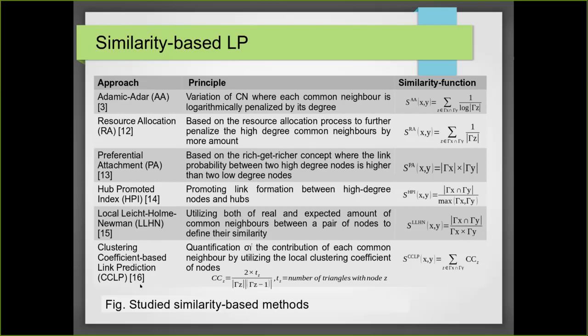Compared to these 5 methods, the last method, CCLP, depends on the clustering coefficient. The clustering coefficient is defined by the triangles centered on a node.